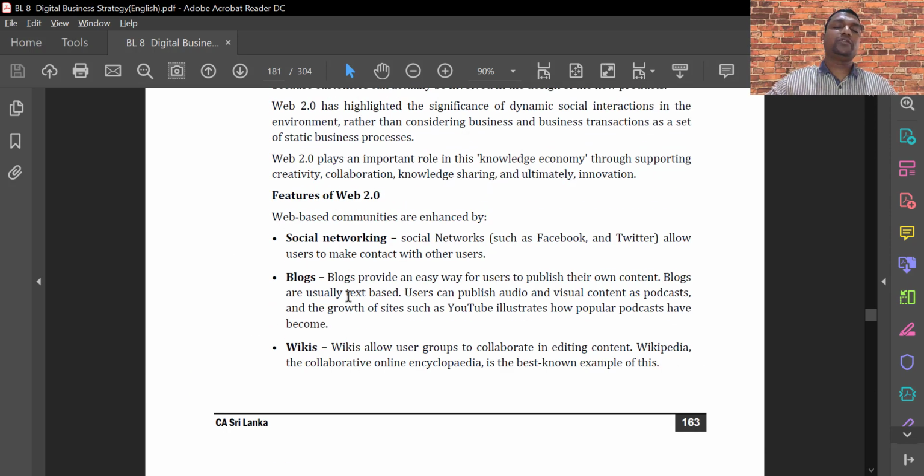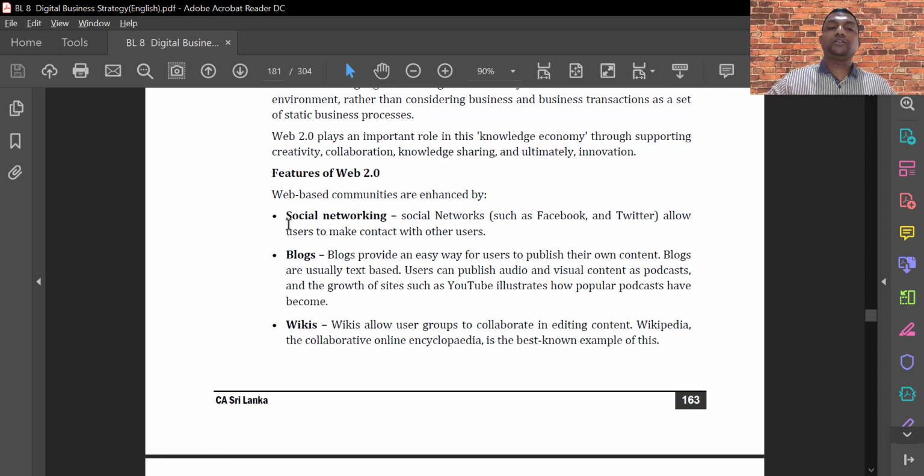Before that, if you remember, about 10-15 years ago, when we thought about a website of an organization, it was just an online booklet or online advertisement. So mainly you had some information on the website, and that's it. You can't do anything with that. So web-based communities are enhanced in the Web 2.0 concept.